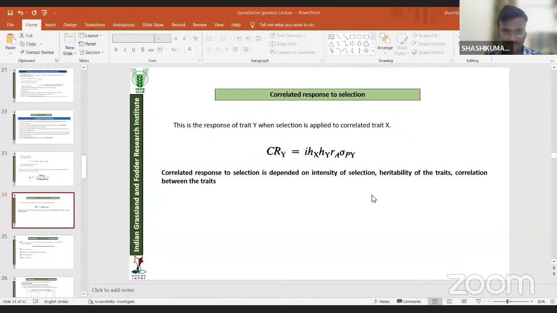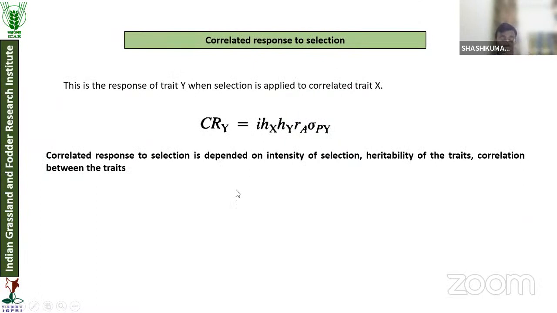The correlated response to selection is mainly dependent on the intensity of selection, the heritability of the traits, and the correlation between the traits. To calculate the correlated response to selection, it depends on the intensity of the selection you applied for trait X, the heritability of trait X and also trait Y, the correlation between traits X and Y, and the phenotypic variance of Y. All this put together will lead to different correlated responses.